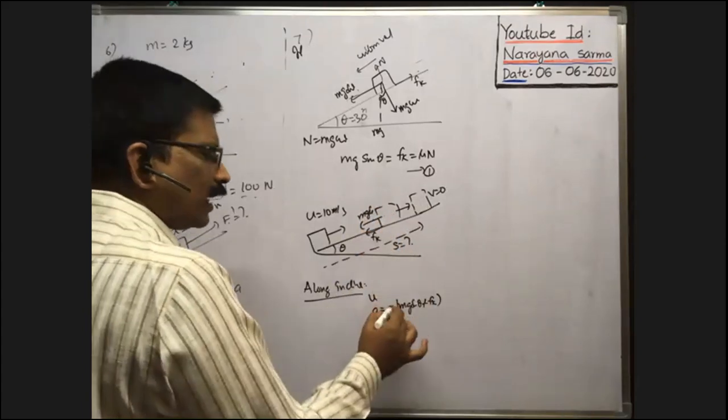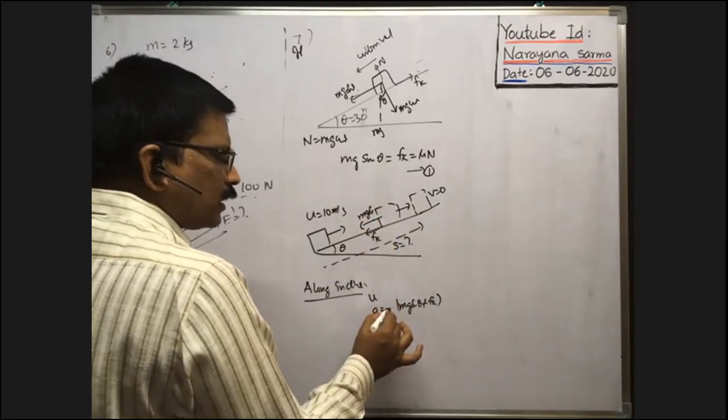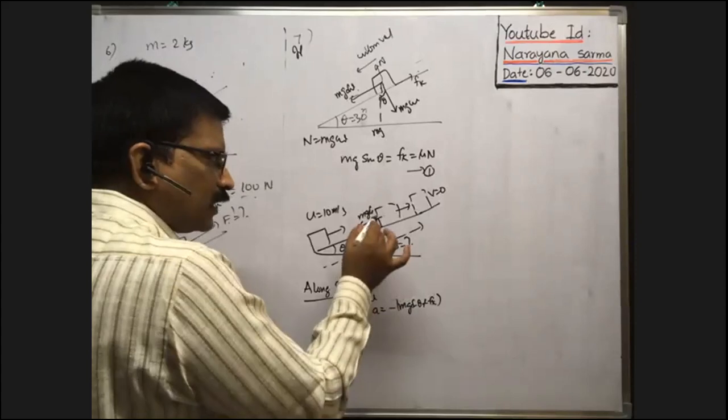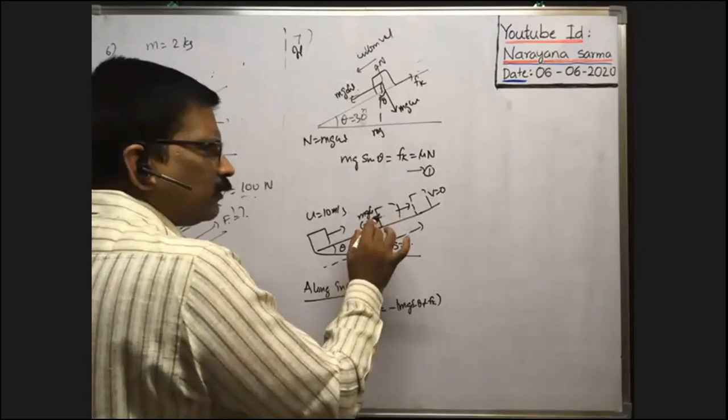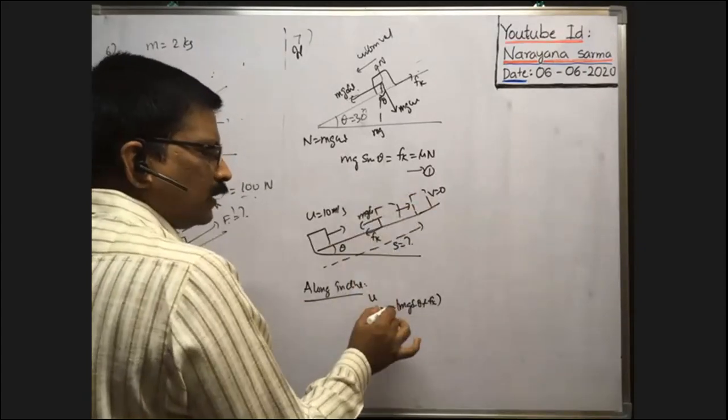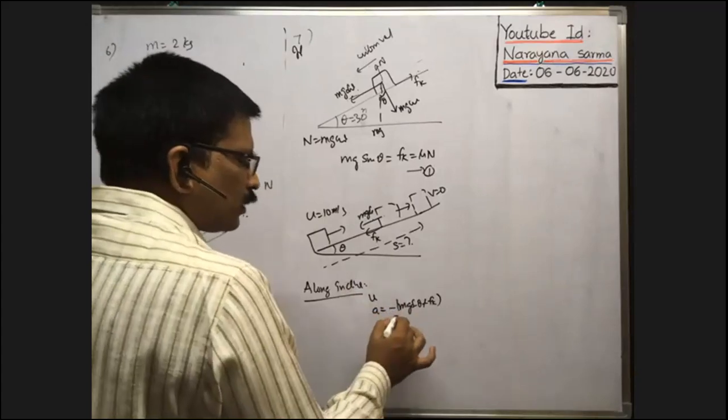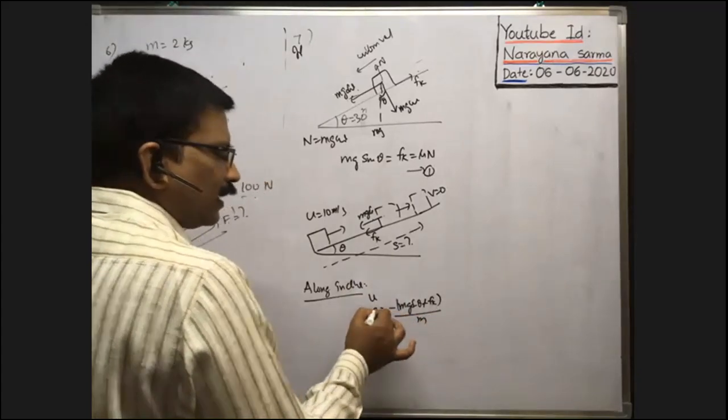That's why these two are retarding forces. That's why retarding force is represented with the minus sign. Because of this retarding force, the block travels with deceleration and comes to rest. That's why it is the negative force. Negative force divided by the mass of the block gives the retardation a.